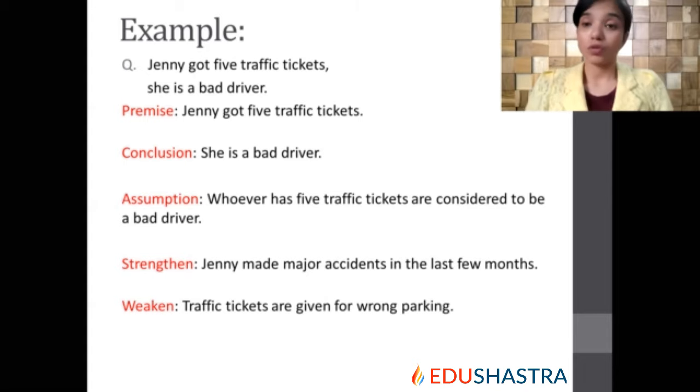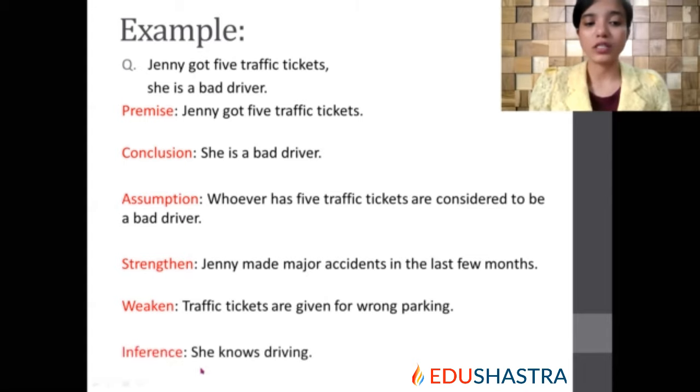She is a bad driver is also given. What else could be my inference? My inference here is she knows driving. When I say I know how to talk, only then can you judge whether I'm talking well or badly. So when I say she knows how to drive, only then can you say whether she's a bad driver or a good driver. So the basic understanding from these two lines is that she knows how to drive. Understood? So this is one example question.